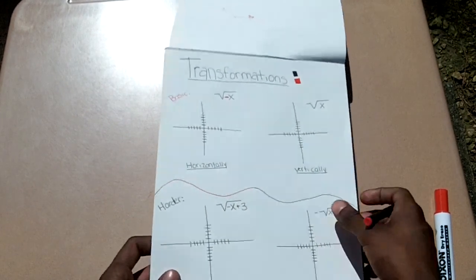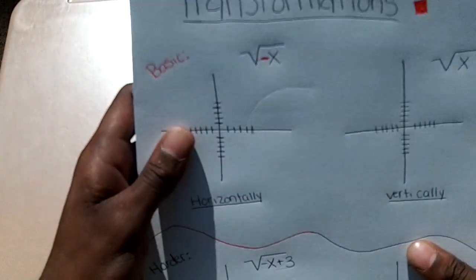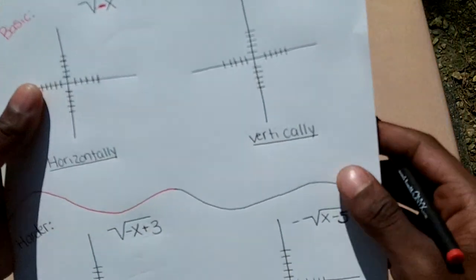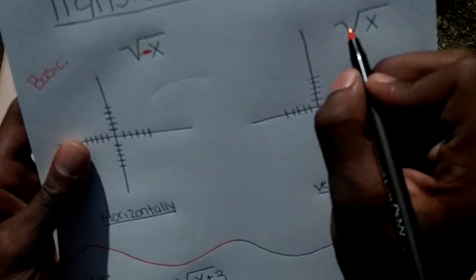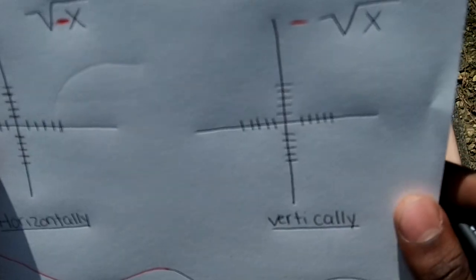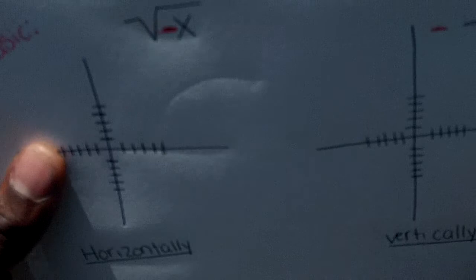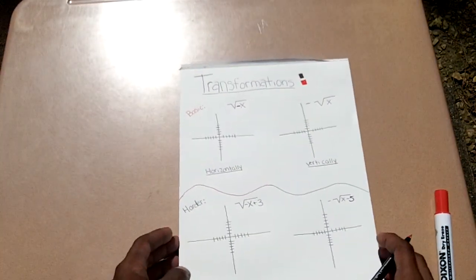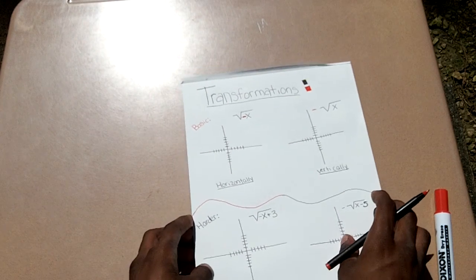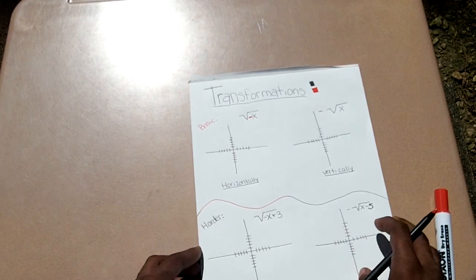There's a little glare, but I put the negative in front of just the x. If you want to flip vertically, you have to put the negative in front of the whole function, like that. The whole function for vertically, just the x for horizontally. Now a horizontal flip is flipping across the y-axis.